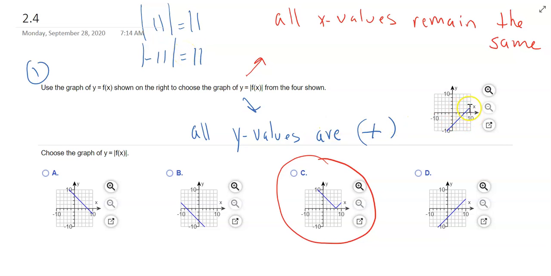So if we're looking at this graph, all of these x values remain the same. All of these positive y values remain the same. But all of these negative y values will now become positive. So it's going to reflect over the x-axis and look like this.